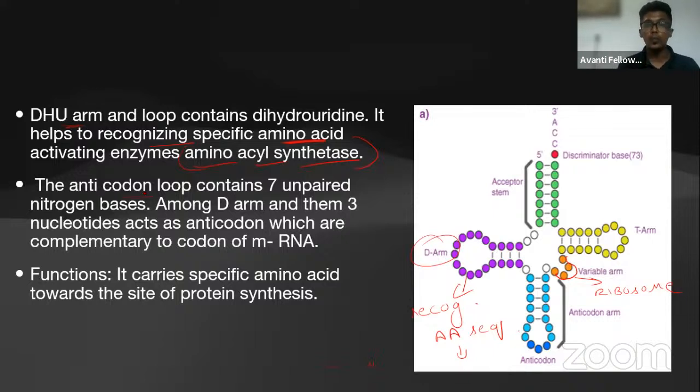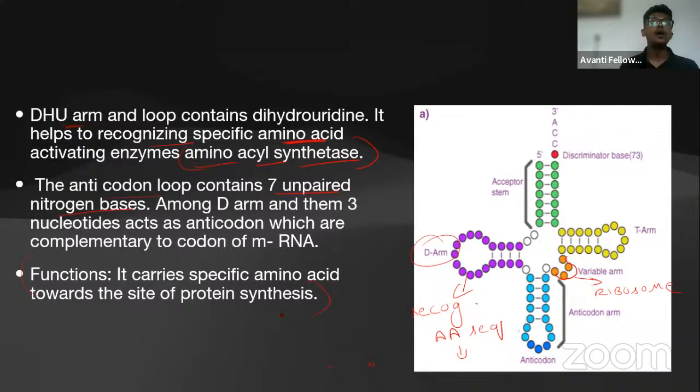What is the anticodon loop? What does the anticodon loop contain? It contains 7 unpaired nitrogenous bases, which are quite complementary. So what is the function? Basically, they carry the amino acid towards the site of protein synthesis. So that is the whole function of your tRNA.